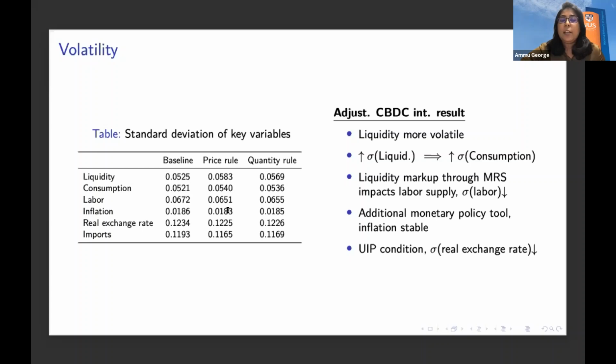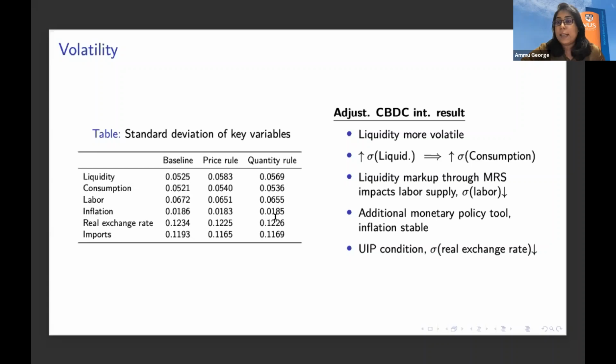Inflation, again, is more stable under the price rule and quantity rule regimes. So the secondary monetary policy instrument works in achieving the price stability mandate. And the foreign variables of real exchange rate and imports are also found to be relatively more stable when the CBDC interest rate is adjustable. And between the price rule and quantity rule, the price rule performs better in terms of the variables where the volatility has declined.